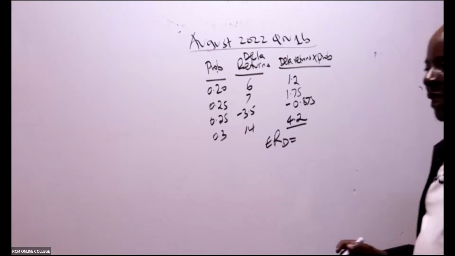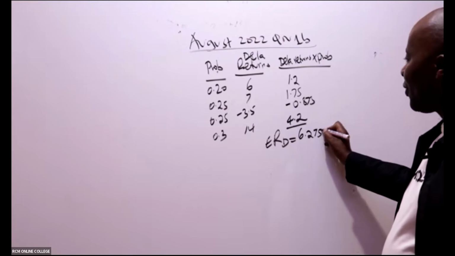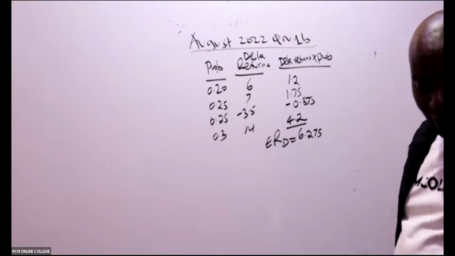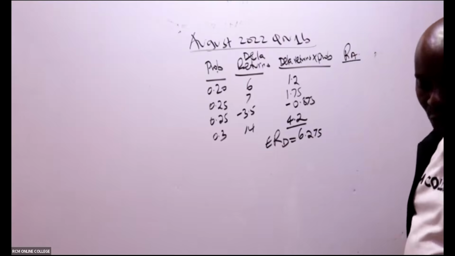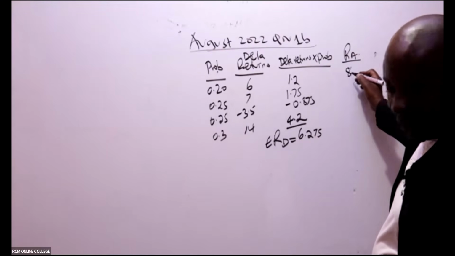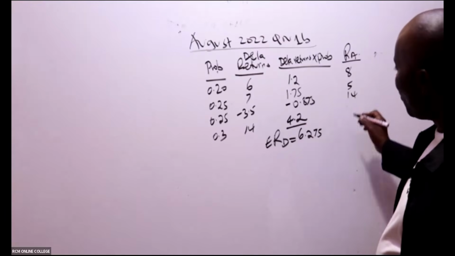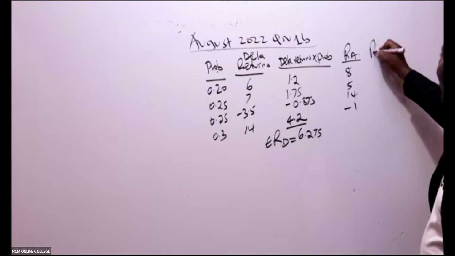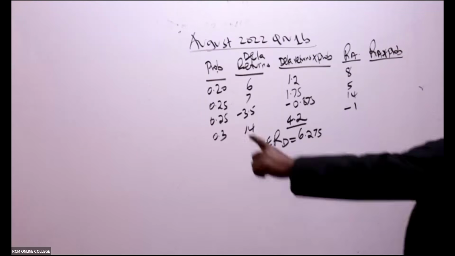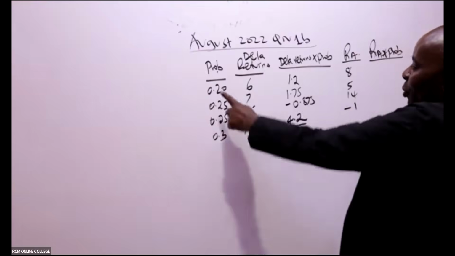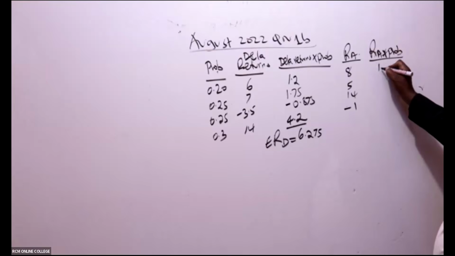I'm being told it's 6.275. Then we have the other returns, the alpha returns. We have 8, 5, 14, minus 1. Create a column here for RA times probability. We are sharing the same probabilities. So 0.2 times 8, give me a figure. 1.6, thank you very much.